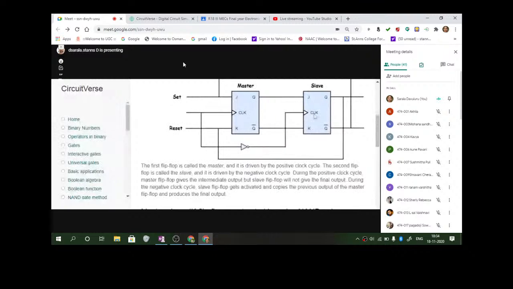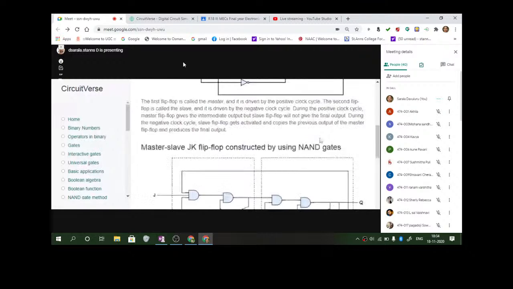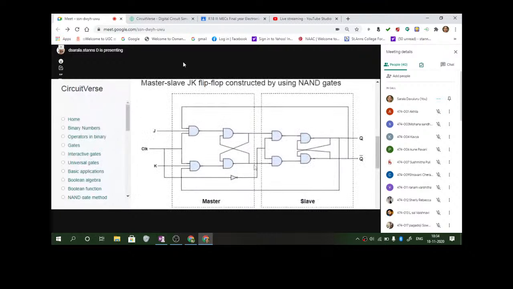Until a negative transition comes in, until that time, it remains logged in master only. So slave is copying these actions after one clock period. So if you see the circuit, inside, initially this was shown as a block.